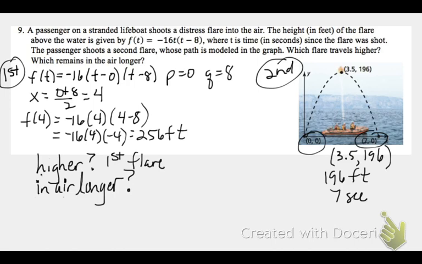And then, which one was in the air longer? So we know that the second flare was in the air 7 seconds. The first flare, we know that halfway through its path, it was in the air 4 seconds. So that means if we add another 4 seconds, it was in the air 8 seconds. So the first flare was also not only higher, but also in the air longer.